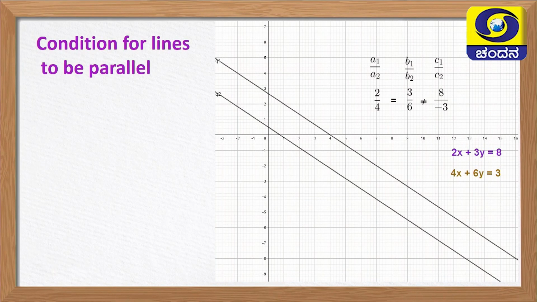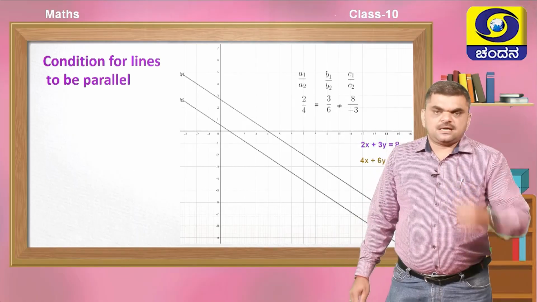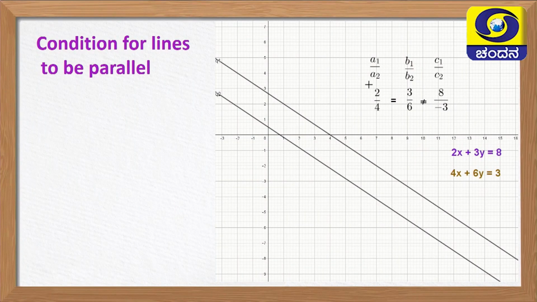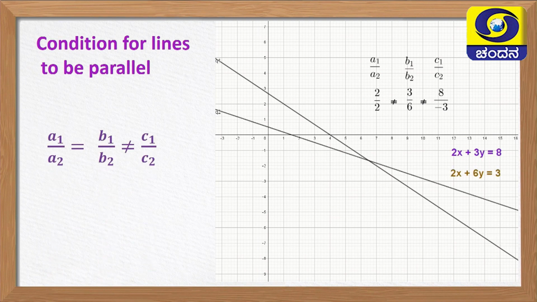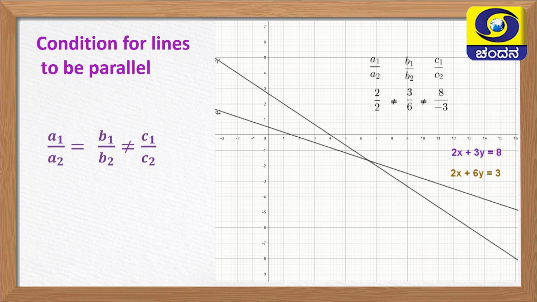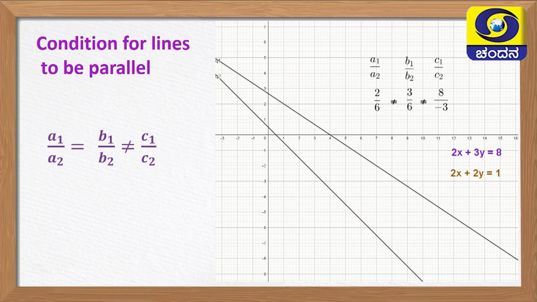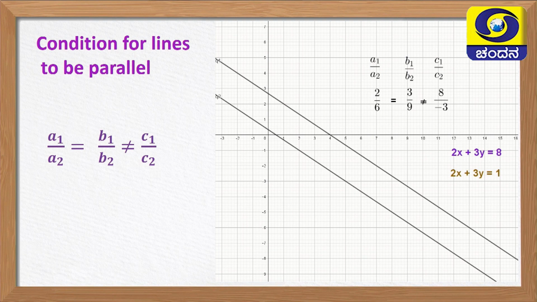Here is the condition to be parallel. The condition to get parallel is, observe the video, a1 by a2 equal to b1 by b2 but not equal to c1 by c2. Observe here, children. 2x plus 3y is equal to 8, the given equation. 2x plus 3y is equal to 3. Okay, it is parallel. 4x plus 6y is equal to 3. It is also parallel.